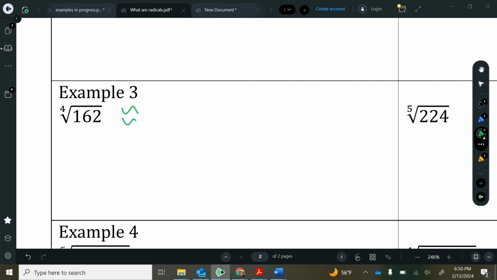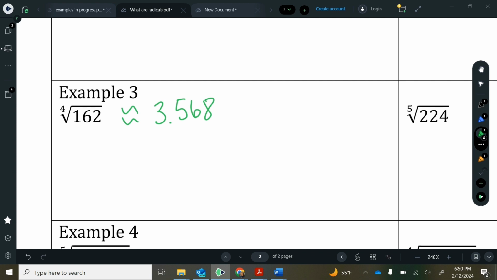Approximately equal to, squiggly equal sign. That means approximate. Anytime you round your answer, you have to use the squiggly equal sign. 3.568. Okay, that one was kind of easy. The calculator gave it to us.